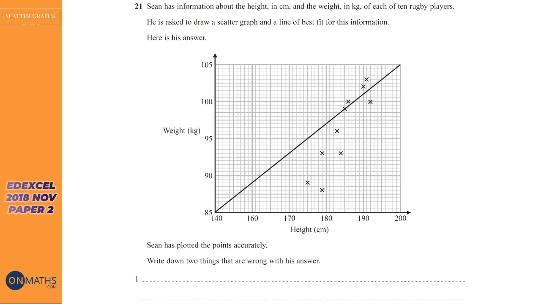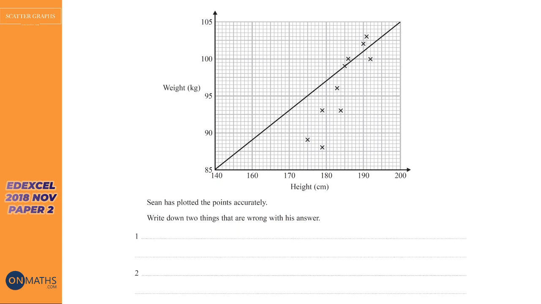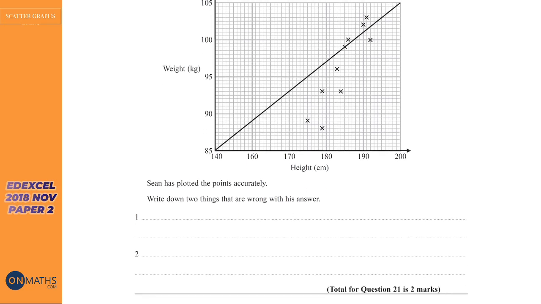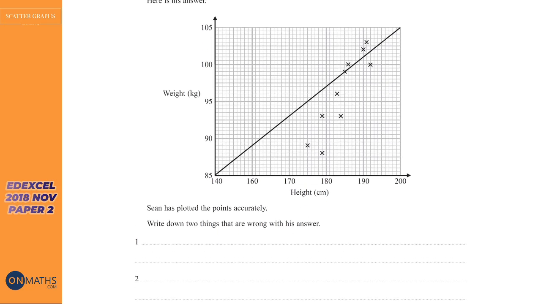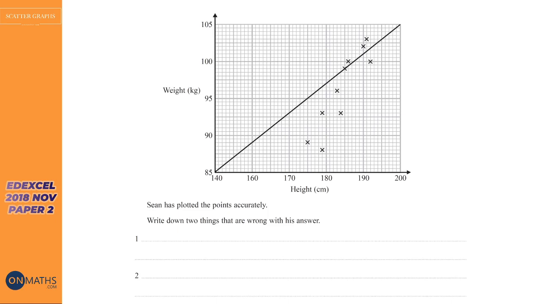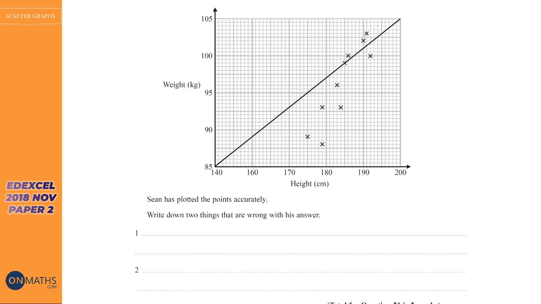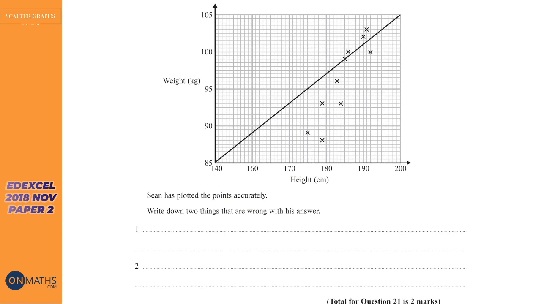And last up we've got Edexcel, and with Edexcel we've got a slightly different type of question. Sean has already drawn a scatter graph and he's drawn a line of best fit. And we're told to write down 2 things that are wrong with his answer. And this is kind of like a game almost, where you've got to hunt down the mistakes. The first mistake, I would say, is blindingly obvious. We've seen a lot of line of best fits for this video, so we know the line of best fit should look something like that.